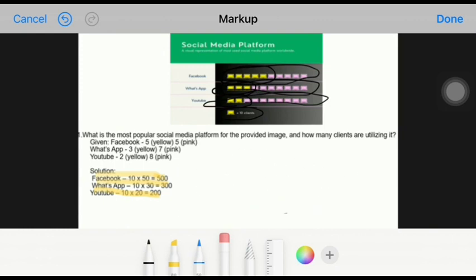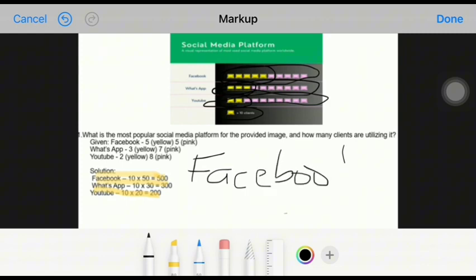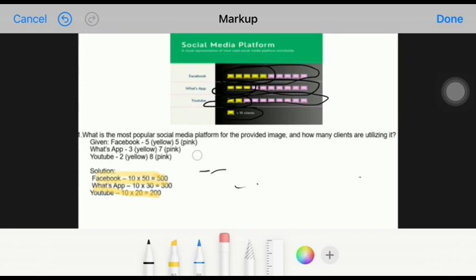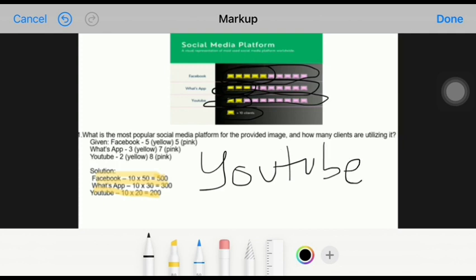So in finding the most used social media platform, we have Facebook. Facebook because its usage rate is 500. And the least used app is YouTube. Why YouTube? Because it's just 200 there compared to Facebook.